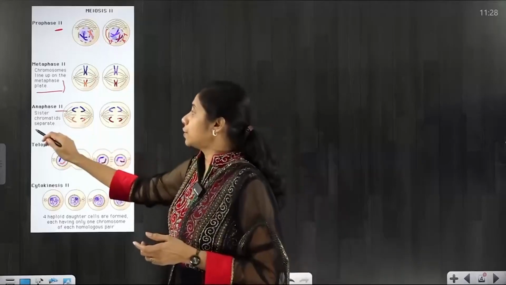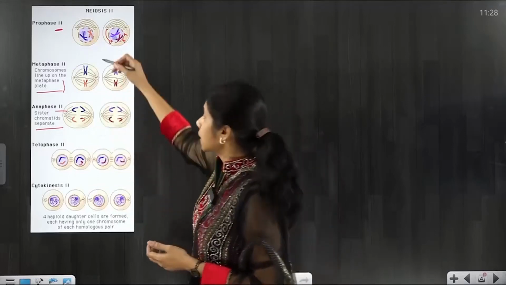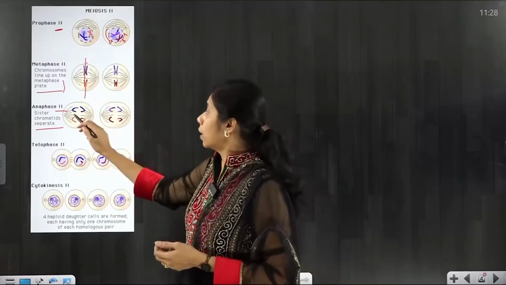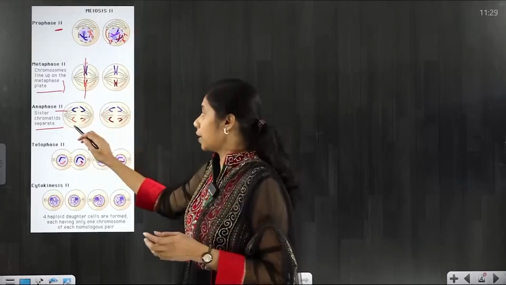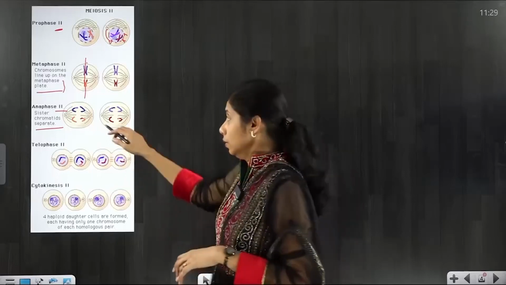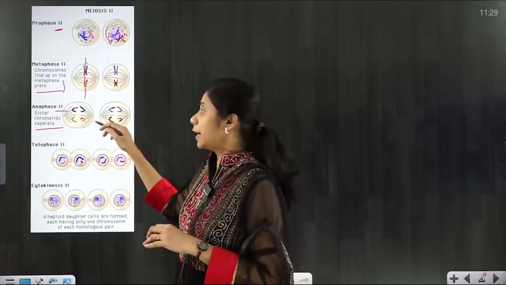Then in anaphase-II, sister chromatids separate due to the splitting of the centromere. Here exactly the centromere will split like this. And now the blue one's two sister chromatids got separated. Here also the orange one got separated, the red one got separated. This is called splitting of centromeres, and sister chromatids are separating. That's what is going to happen in the anaphase-II.